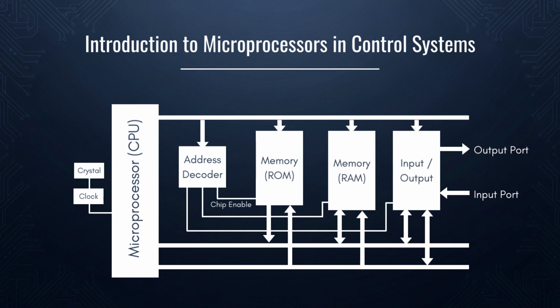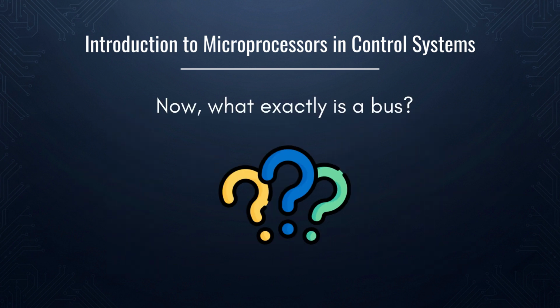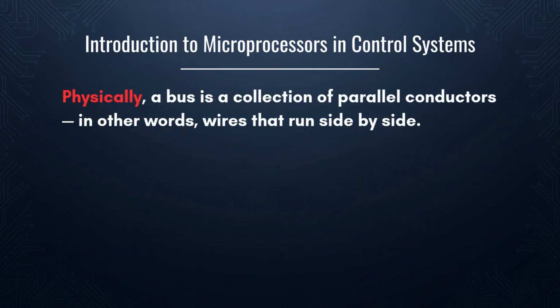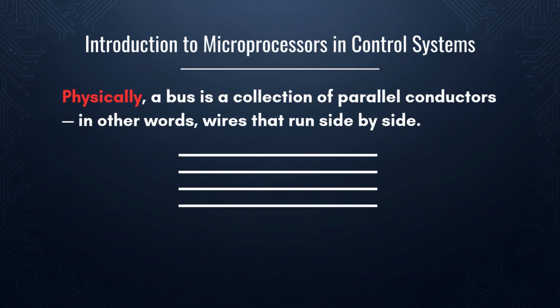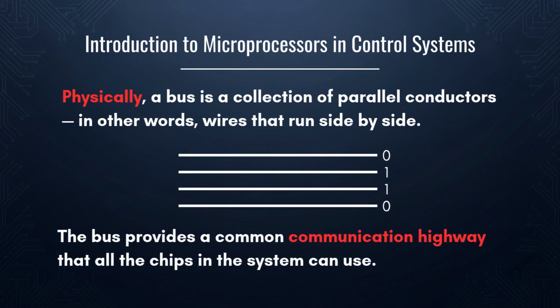In a microprocessor-based system, the different components, such as the CPU, memory, and input-output devices, need a way to communicate with each other. This communication happens through shared electrical pathways called buses. Now, what exactly is a bus? Physically, a bus is a collection of parallel conductors, in other words, wires that run side by side. These wires can carry digital signals in the form of binary values, ones and zeros. The bus provides a common communication highway that all the chips in the system can use.